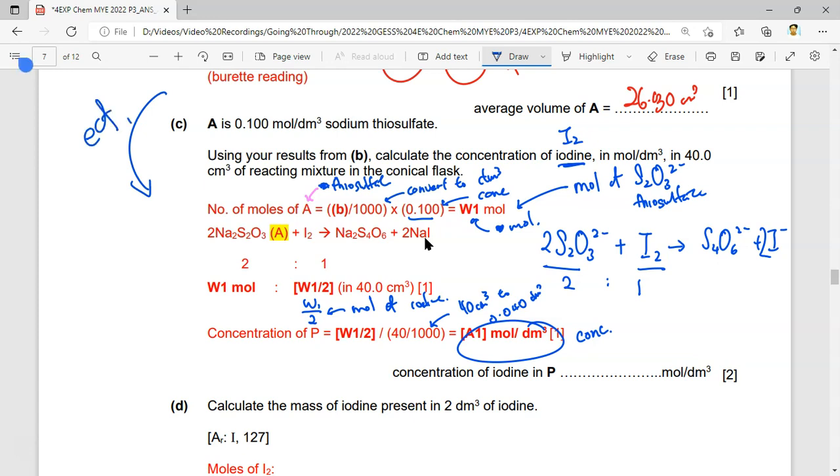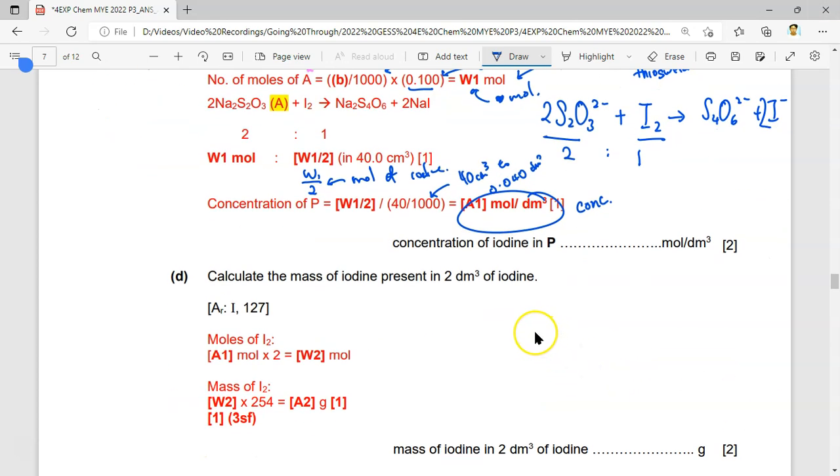That's why you realize we are using W and A instead of a fixed number, because it all depends on your result. So knowing the reaction is going to help you to know what exactly to do for the calculation. And then with your part C answer, that's where we lead into part D. So find the mass of iodine, the mass of I2 present in 2 dm cube of iodine.